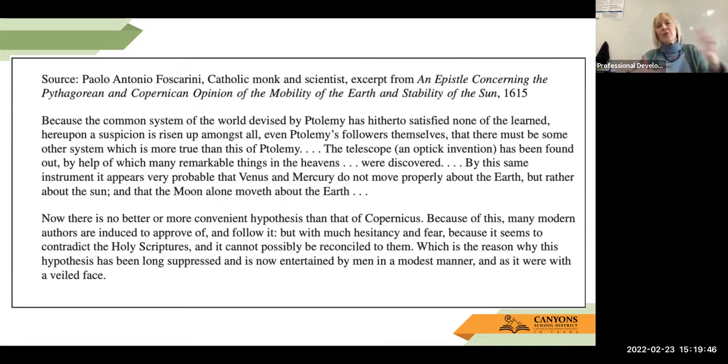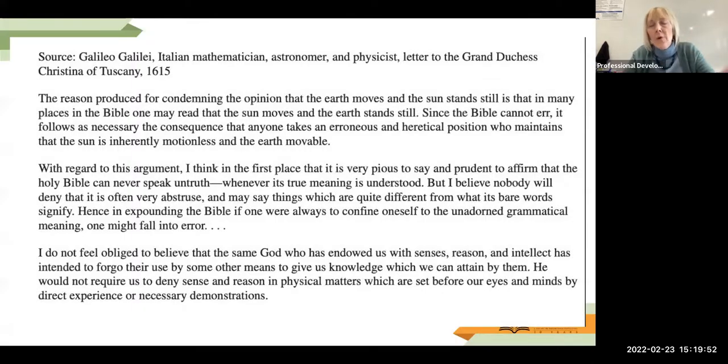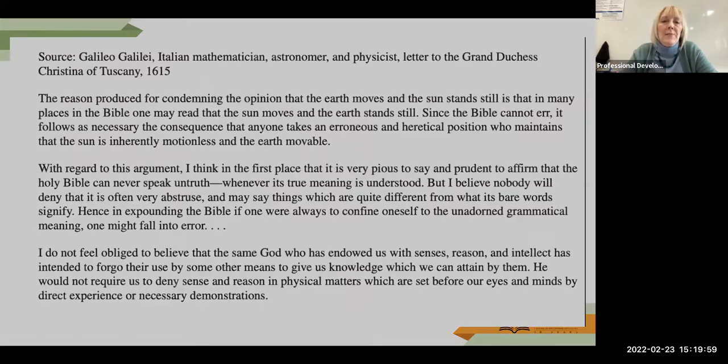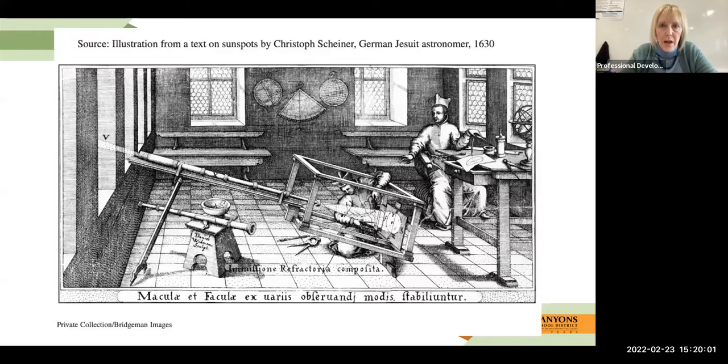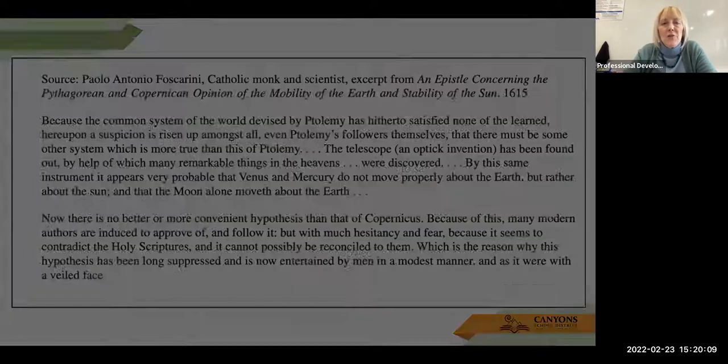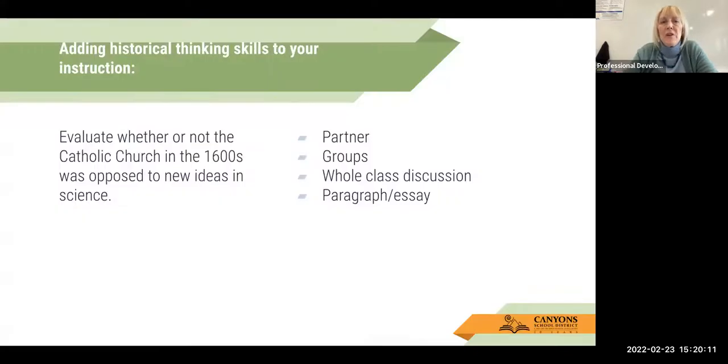Anyway, as you see, you can really delve in and start talking with your students. And then of course, as you move on further, the next one is Galileo, and you can start talking about Galileo and his position and what happens with the church. The next one, of course, is a German Jesuit astronomer, and on and on. And it all goes back to our first question, whether or not the Catholic Church in the 1600s was opposed to new ideas in science.